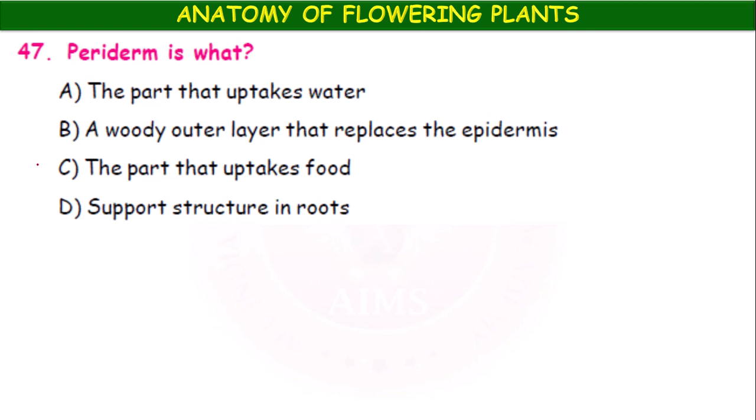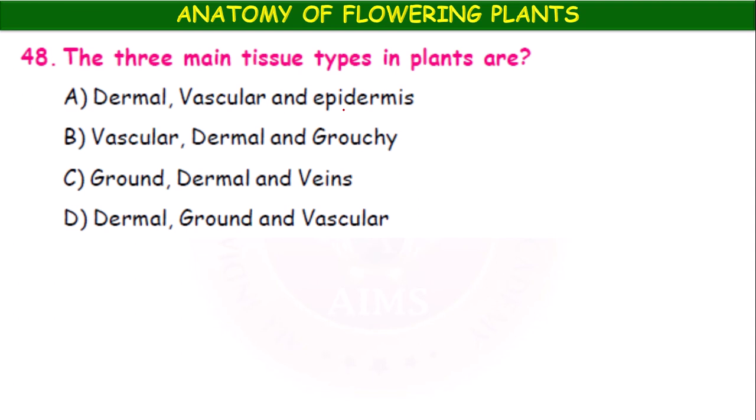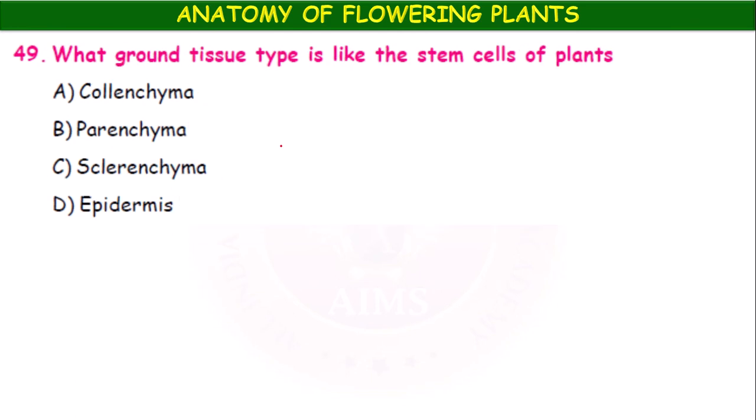Periderm is a woody outer layer that replaces the epidermis. The three main tissue types in the plants are dermal, ground, and vascular. It is the dermal tissue, ground tissue, and vascular tissue.